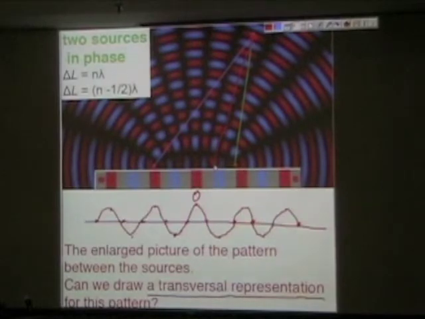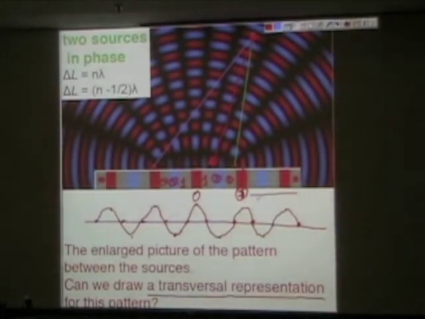So when I enlarge the picture, that's the central maximum, that's the first black fringe, that's the first blue fringe, black, second black, and now this first red, right? So this point corresponds to this line.